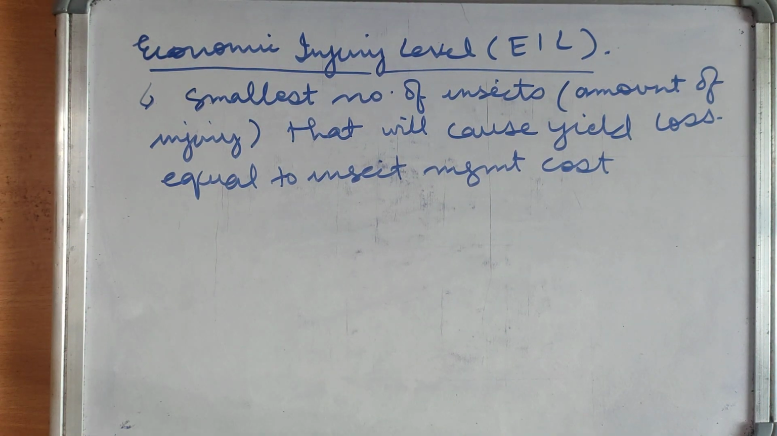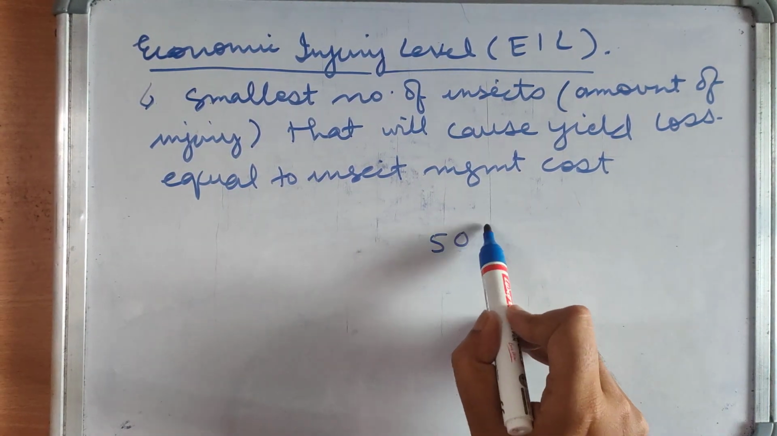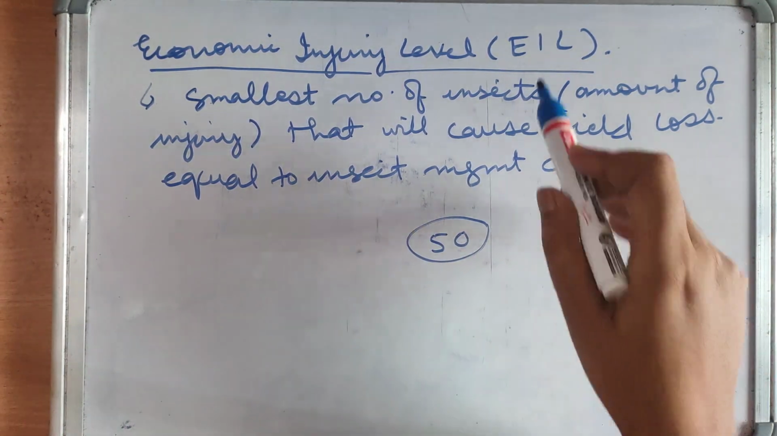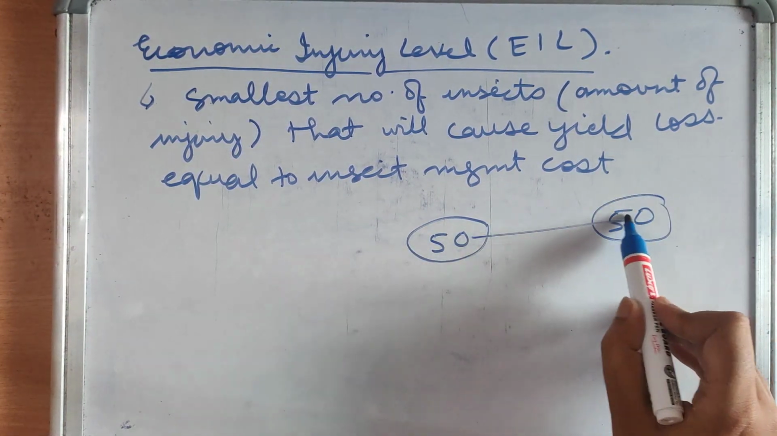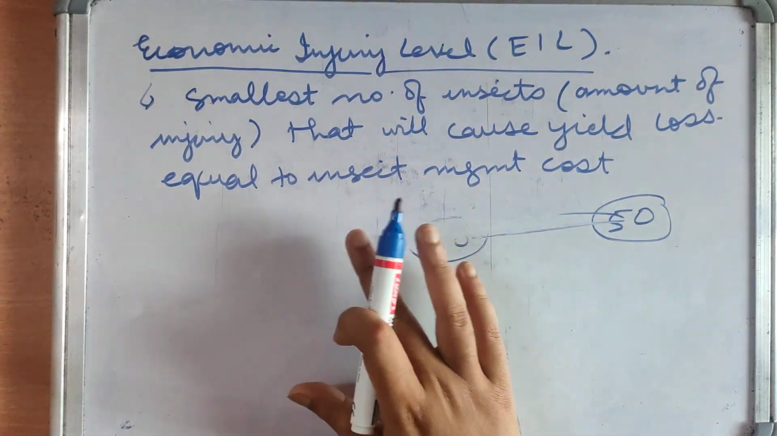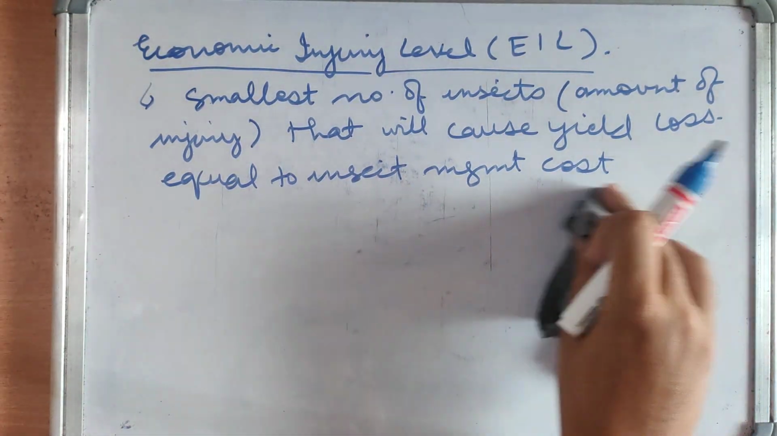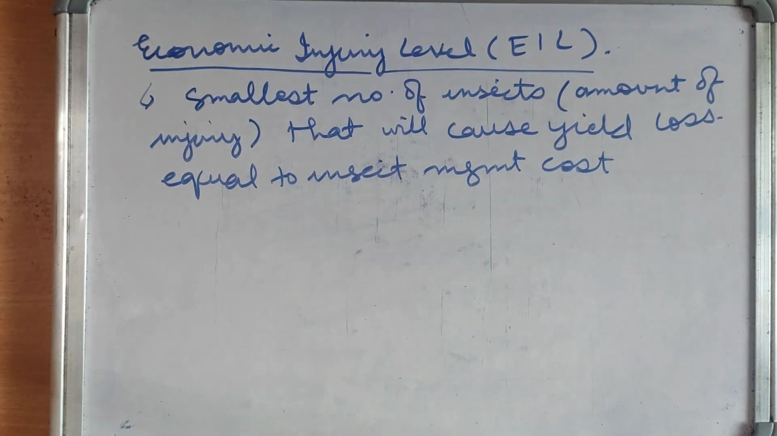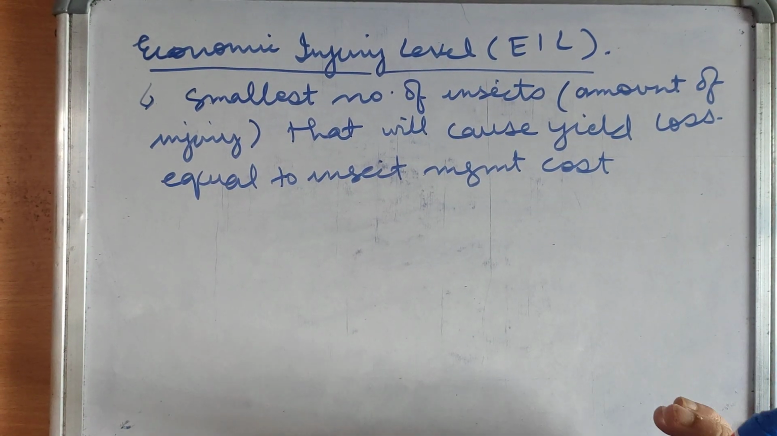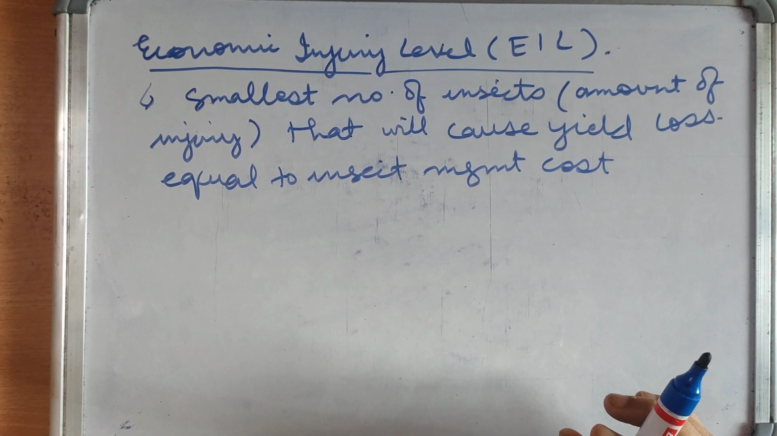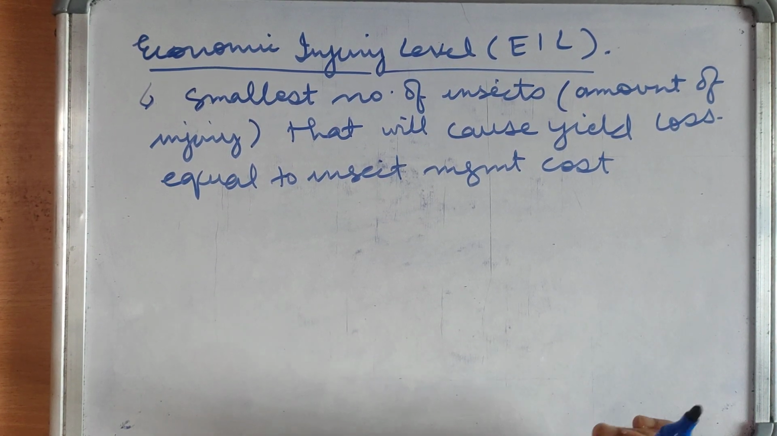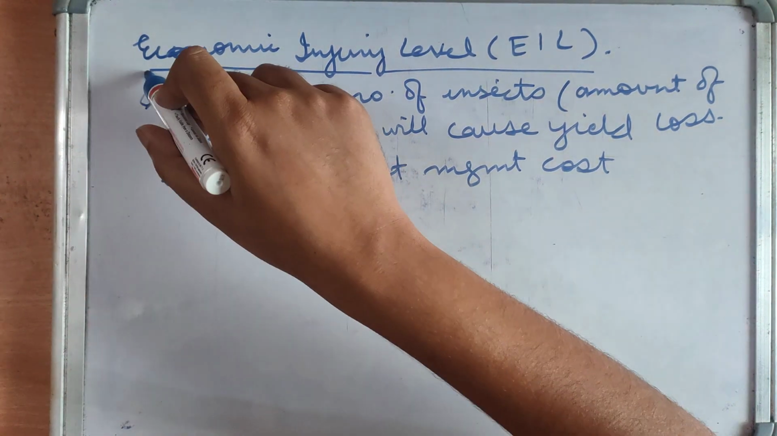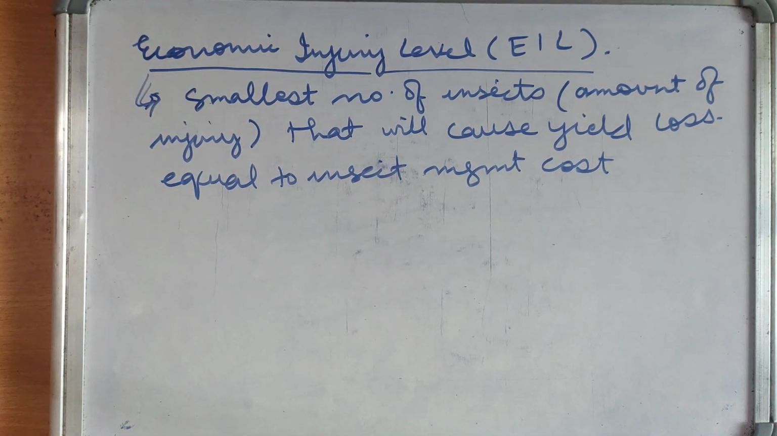So it is the initial start of injury level, economic injury level. Suppose a cost of 50 rupees is for insect management and the yield loss through insect is also 50 rupees. When these two are the same, then you will say this is the economic injury level. If the cost of management of insects will be more than the level of yield loss, then why will we do any management? Because if management is costing more, then what will insects injure or what yield loss will they cause? So there is no need of management. So this is what economic injury level is.